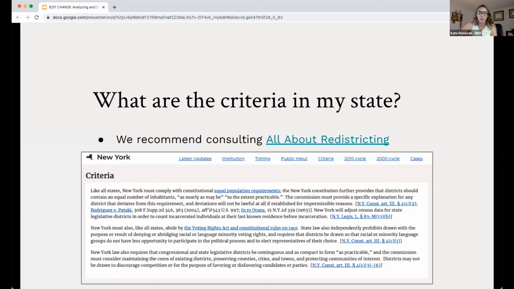So if you're sitting here wondering, what are the criteria in my state? I would recommend the All About Redistricting website. They have a criteria section on every state page with links to relevant case law. And also, some states have not yet adopted their criteria, and it's not too late to push the redistricting body to adopt certain ones, such as respecting communities of interest.